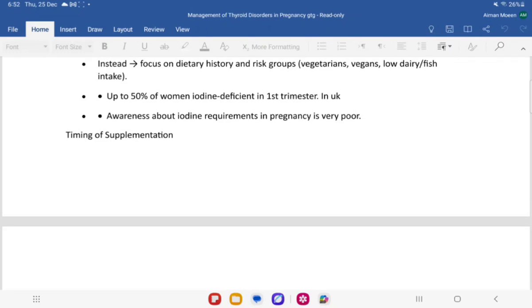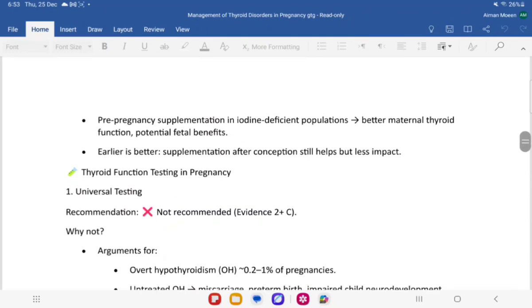But there are some specific women with a few risk factors. For those women, if you get it in your viva question, or in a clinical case scenario, if you see those risk factors in a lady, then you definitely need to do the thyroid function test at the booking, or in the next pregnancy at the booking. Okay. So pre-pregnancy supplementation in an iodine deficient population is required for better maternal thyroid function and potential benefits.